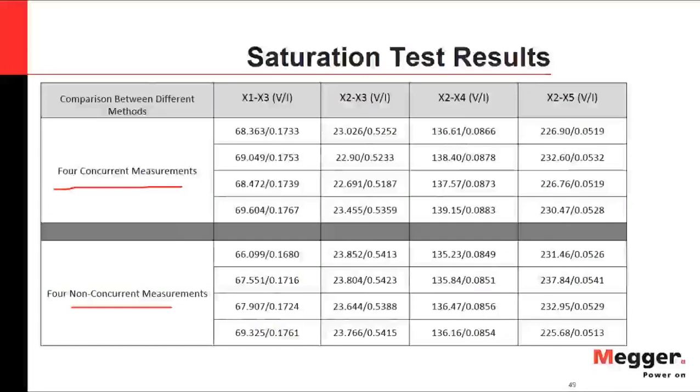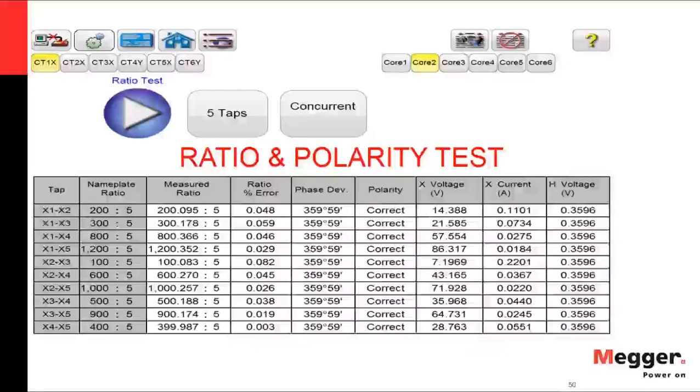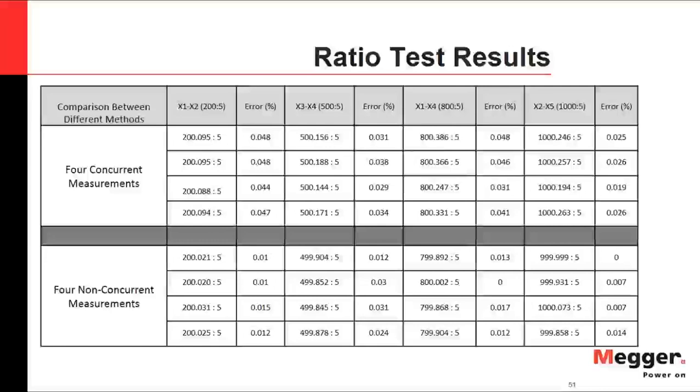Ratio and polarity test. As you can see here, the ratio is being calculated in magnitude and phase deviation. One of the things that you need to see is that the phase deviation is 0 degrees or very close to 0 degrees. So 359 degrees and 59 minutes is okay. And the polarity is correct. Again, just a comparative analysis between concurrent and non-concurrent measurements, and the differences are negligible.